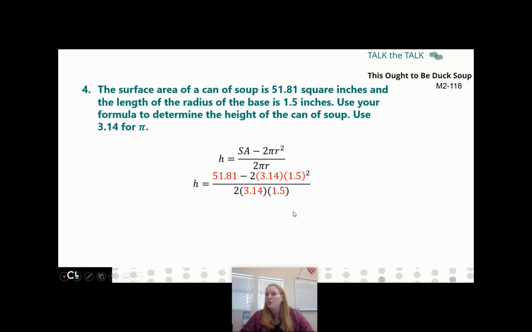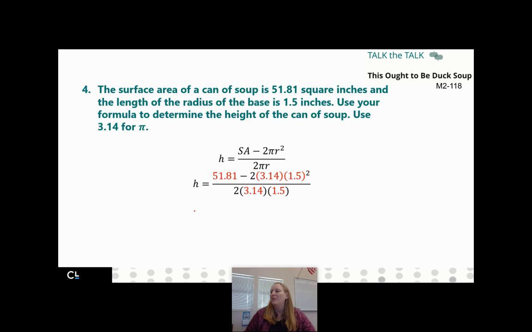There's a lot of cleanup we need to do. So I'm going to grab a calculator. I'll worry about this 51.81 in a minute. Don't forget that you're supposed to multiply before you subtract. And actually, you have to do your powers first. So let's take care of our powers here. 1.5 squared is 2.25. So 2.25 times 3.14 times 2.